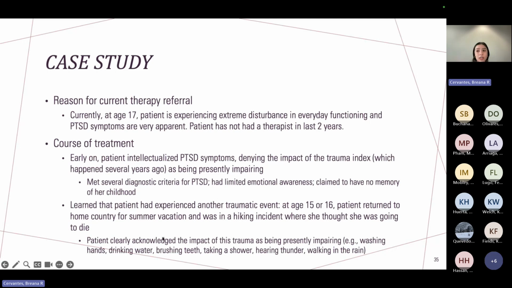This is the thing that she said was impairing. This is why I'm here. I'm getting tunnel vision. I had to stop going to that activity that I mentioned because it reminded me. I keep getting flashbacks of that thing. I have water hitting my face. It's super impairing. Things like washing her hands, drinking water, brushing her teeth, taking a shower, anytime it rained in Houston or was thundering, anytime she had to walk home in the rain, she could not do that. She was very dysregulated, and symptoms would go up for her.